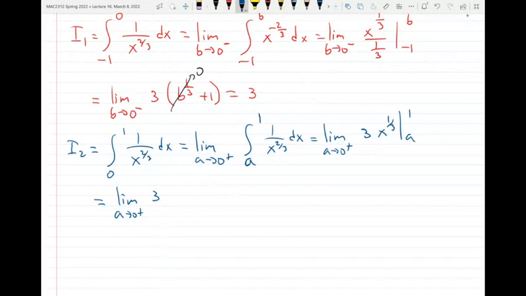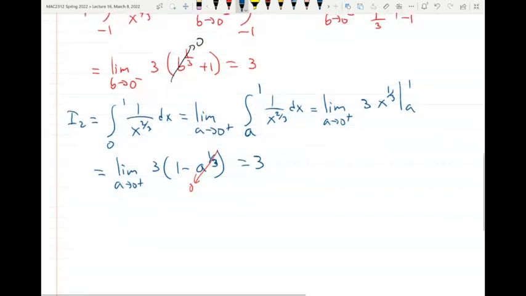So what is this? That's 3 times 1 minus a to the 1 over 3. So a approaches 0, so this one right here goes to 0, so you get 3. So both of the integrals converge. What does that mean about our original integral? It converges, and it converges to what? To 6, 3 plus 3, right?